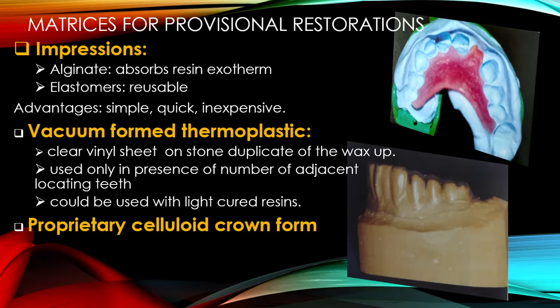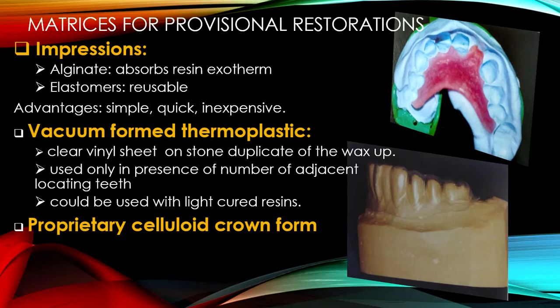In general the impression. Vacuum form thermoplastic. This is a thermoplastic material, like the material that comes to you for celluloid crown. It comes as a sheet, we will see it later. This is a clear vinyl sheet on stone duplicate of wax up, used only in presence of number of adjacent teeth. You must have adjacent teeth to use it, so that it serves as a stopper for the adjacent tooth to the prepared one, and could be used with a light cure resin.